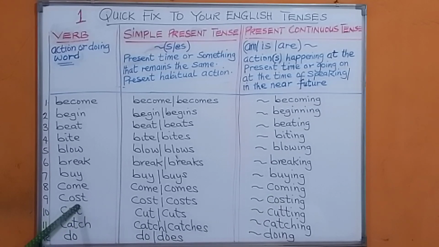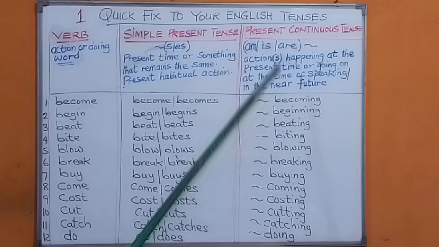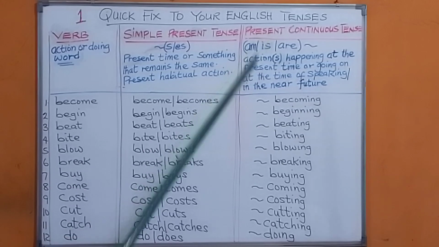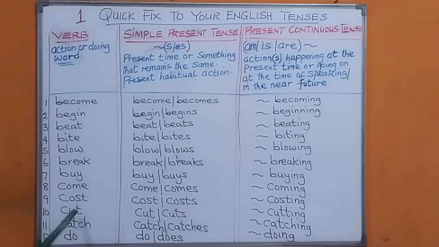Cost, the verb. If it's present simple, simple present tense, you say cost. If there are many, we cost the car. If it's one, she costs the car. Present continuous, costing. I am costing the car. He is costing the car. We are costing the car. Remember, are is plural. Now, let's go on.